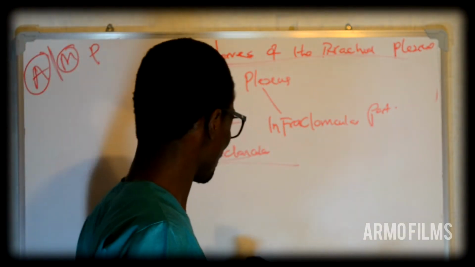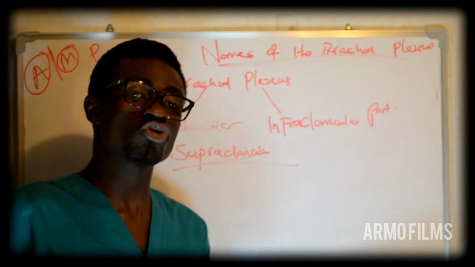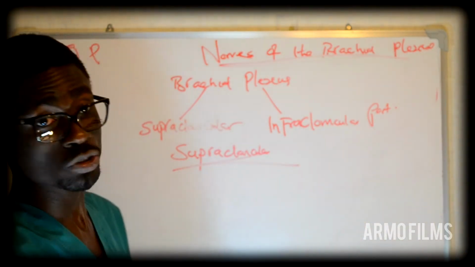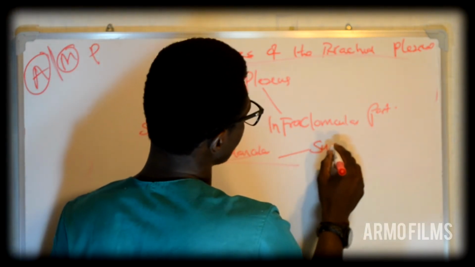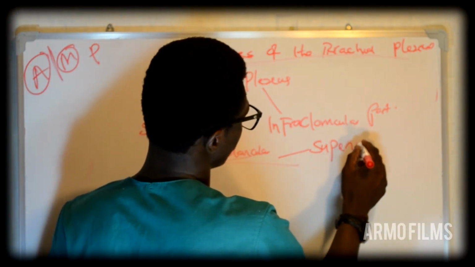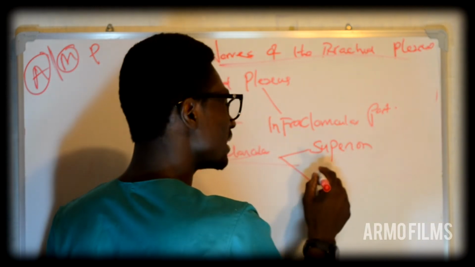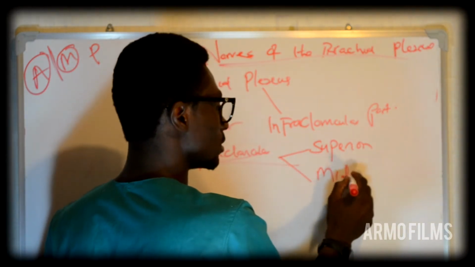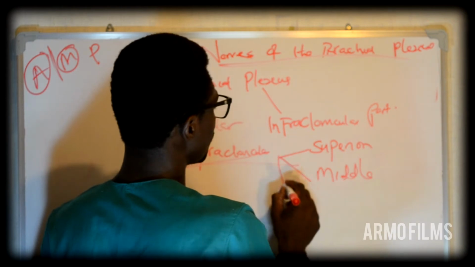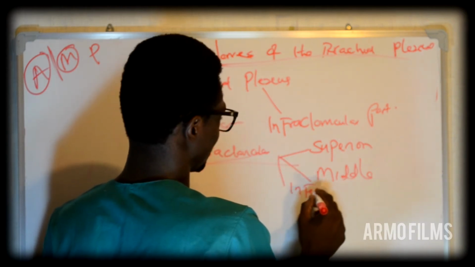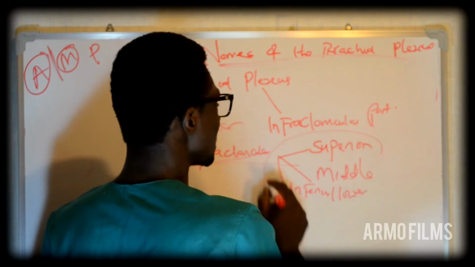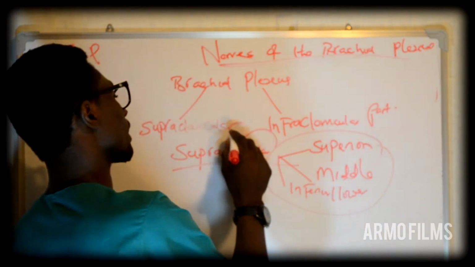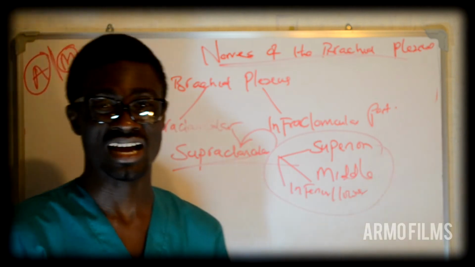And we were able to understand that we have three trunks. We have the superior trunk, the middle trunk, and the inferior or lower trunk. So these make up the supraclavicular part of the brachial plexus, guys.